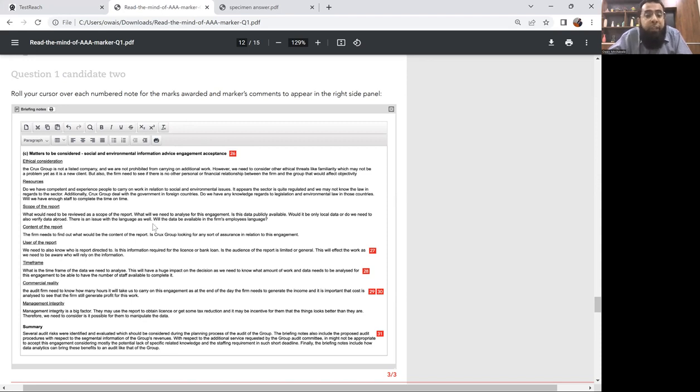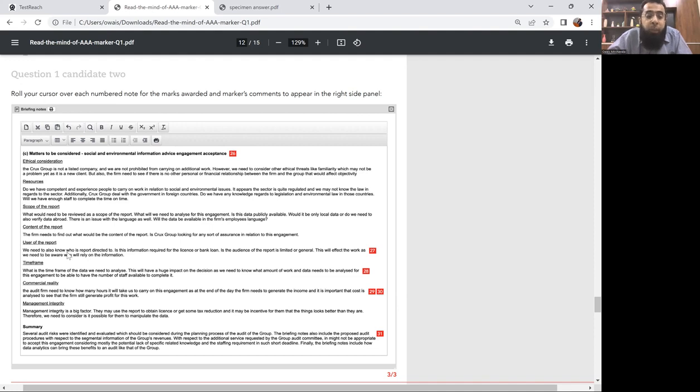There's an issue with language as well. Will the data be available in the firm employee language? So some useless information, useless. Content of the report: the firm needs to find out what would be the content of the report. Is Crux Group looking for any sort of assurance in relation to the engagement?